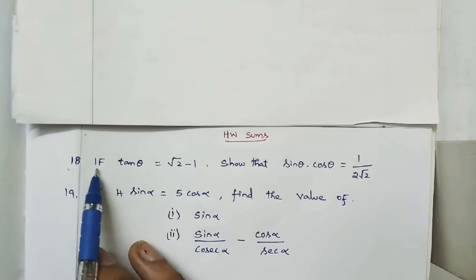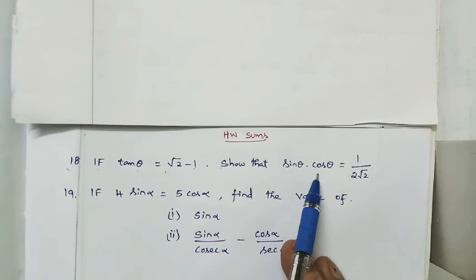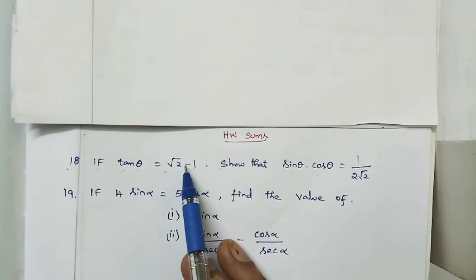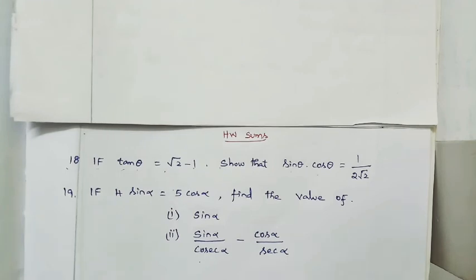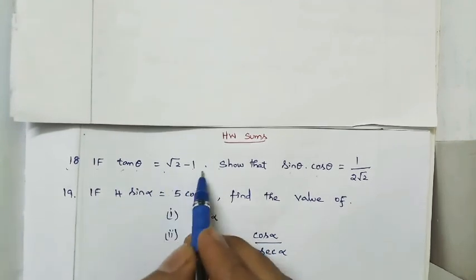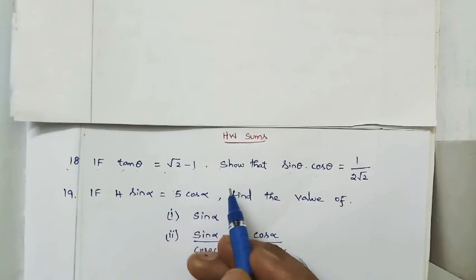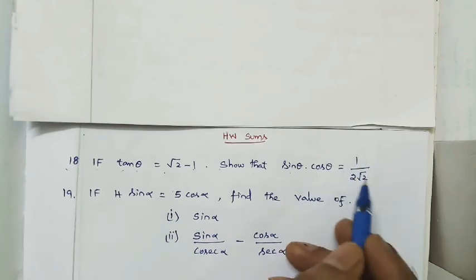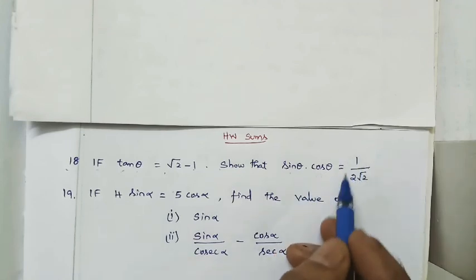What are your homework sums? Sum number 18. If tan theta is equal to root 2 minus 1, show that sin theta into cos theta is equal to 1 by 2 root 2. Tan theta is nothing but opposite side divided by adjacent side. The opposite side is root 2 minus 1. The adjacent side, if nothing is there, we put it as 1. Now we know opposite side and adjacent side. By using Pythagoras theorem, find the value of hypotenuse. After finding, we can find sin theta into cos theta. You have to show that LHS is equal to RHS. Just find the LHS, we will get the RHS.